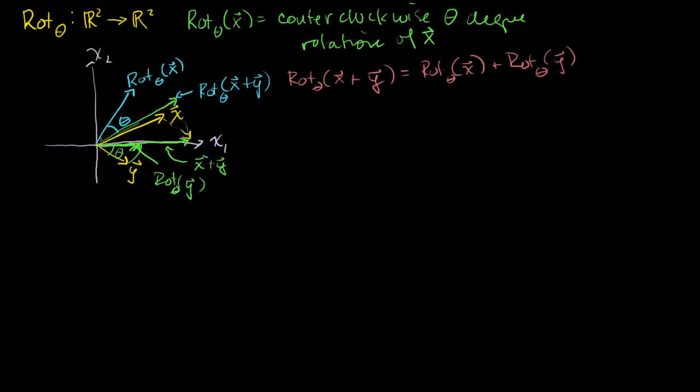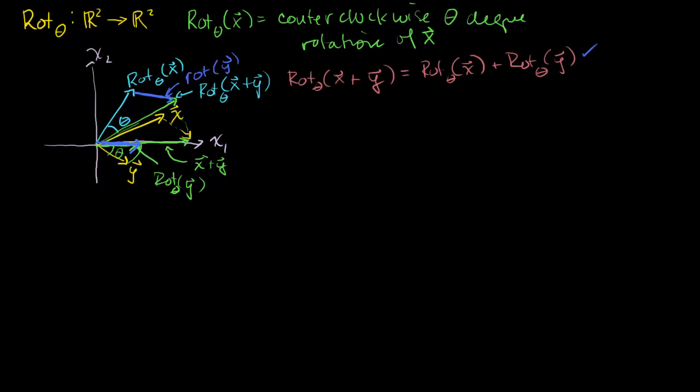Let me make it in a color that you can actually see. So that's that vector right there. The rotation of x was right there. So if we add the rotation of x plus the rotation of y, I'm kind of fudging it a little bit, but I think you get the idea. You actually get the rotation of x plus y. So at least visually, it satisfies that first condition.